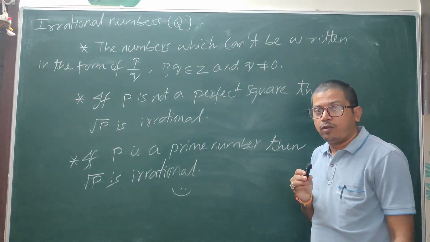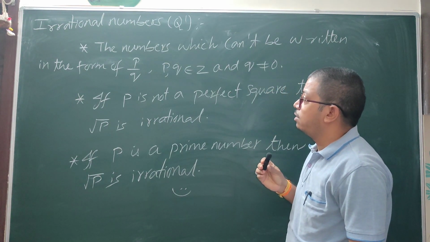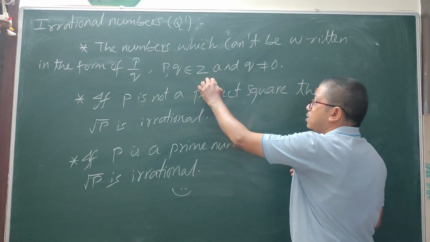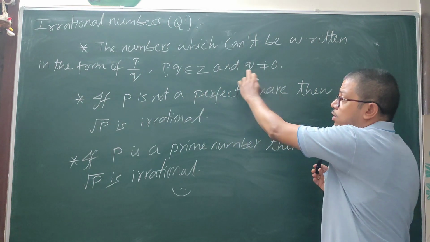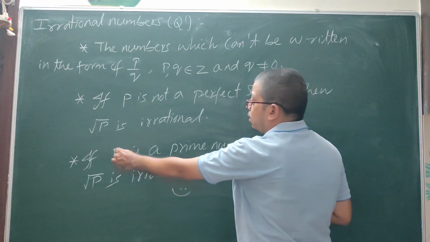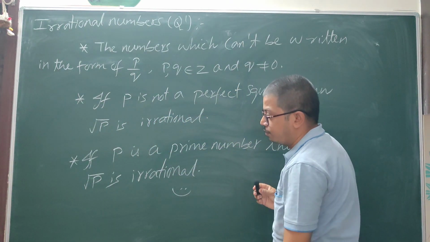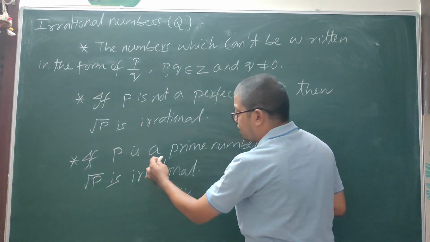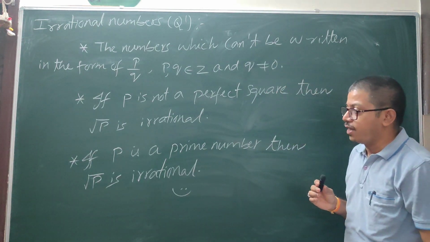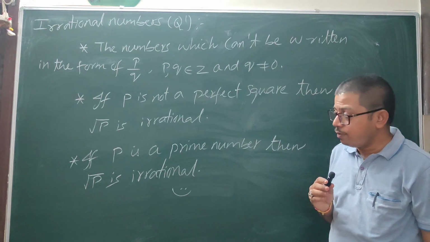Of course, we have many definitions for irrational numbers. The first one is the numbers which cannot be written in the form of p by q, where p, q belong to Z and q is not equal to 0. Here Z stands for the set of integers. Next definition: if p is not a perfect square, then root p is irrational. Next one: if p is a prime number, then root p is irrational. So the second and third definitions will stand for the solution of exercise 2 here.